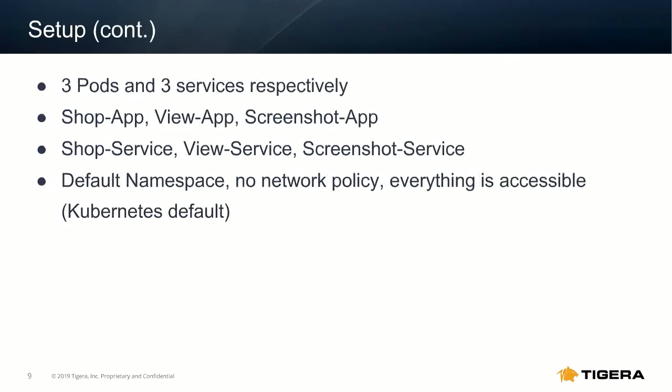So in our demo, we're going to have 3 pods with 3 services. We have something called a shop app, a view app, and a screenshot app. They are all placed in the default namespace. There's no network policy applied at the moment, and everything is accessible by everything else. So all the pods can talk to the internet, they can talk to each other, and anything else.